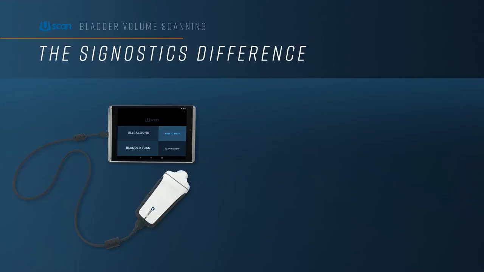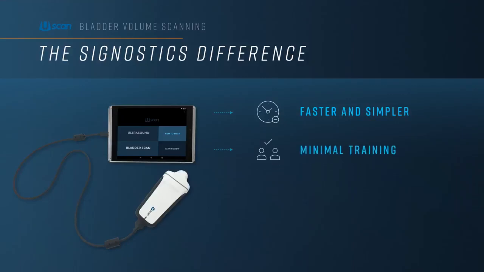In summary, the Signostics USCAN results in a fast and straightforward way to obtain accurate fluid volumes, a minimal training path to a very accurate volume reading, and a cost-effective USCAN product with a 5-year standard warranty. When used properly, USCAN provides a very accurate, reliable volume result as compared to industry leaders in the market today.